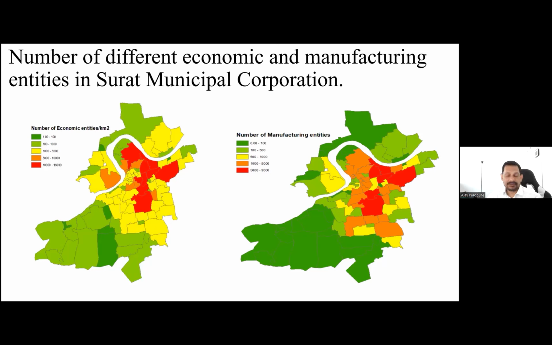Then we classified those entities into manufacturing categories and so on. And there is a code called the National Industrial Code. Each country has these national industrial codes, and these codes have different levels.